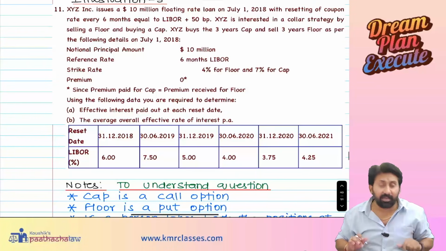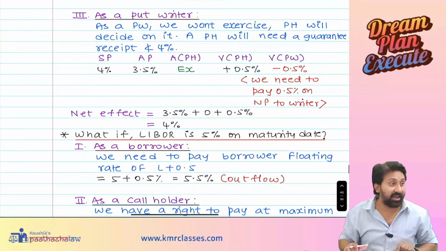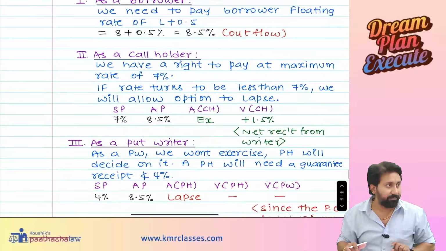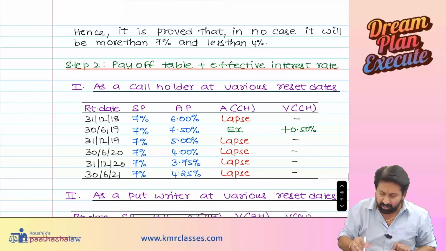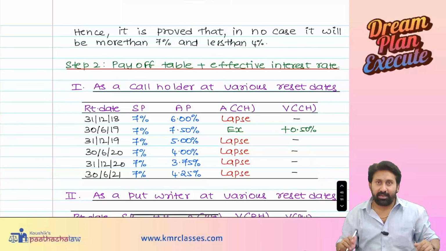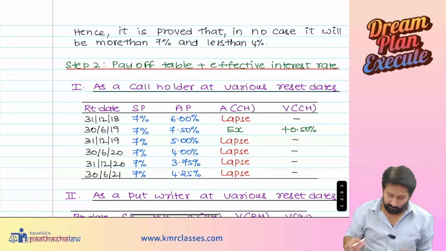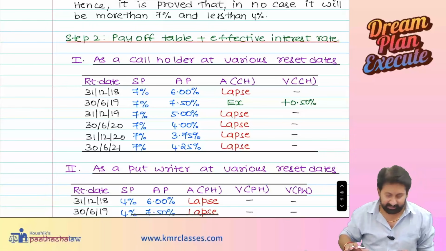The institute did not give all this, and you need not even write this in the exam. This is for your understanding and clarity. What is the impact of this collar transaction I gave you now? 7% is your net. Hence, it is proved that in no case will it be more than 7 or less than 4. It will be between 4 and 7. It's a collar, a cap and a floor, with the collar in between.